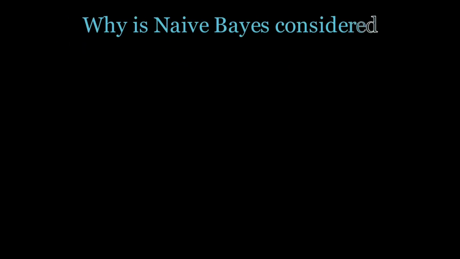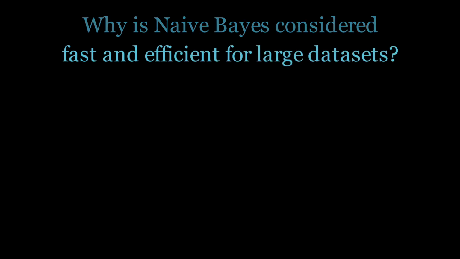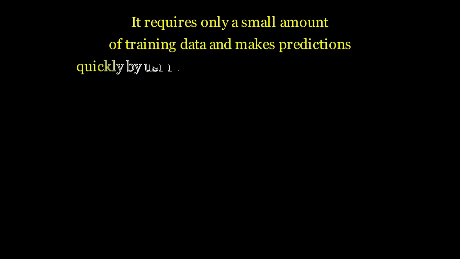Why is naive Bayes considered fast and efficient for large datasets? It requires only a small amount of training data and makes predictions quickly by using simple probability calculations.